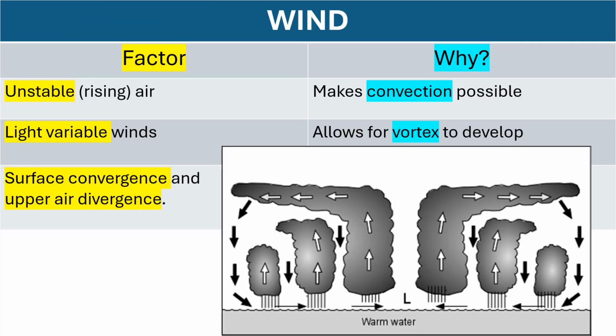Unstable rising air makes convection possible. The winds have to be light and variable, which will allow for the vortex, or what we call the eye wall, to develop. We also require surface convergence and upper air divergence.